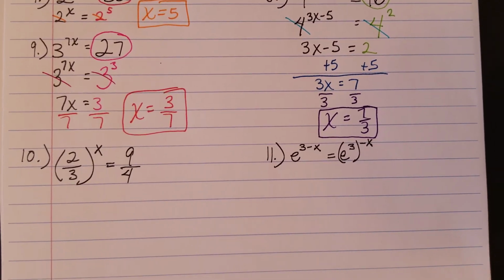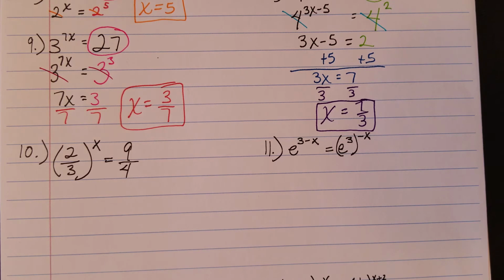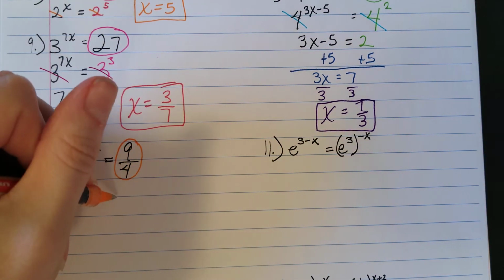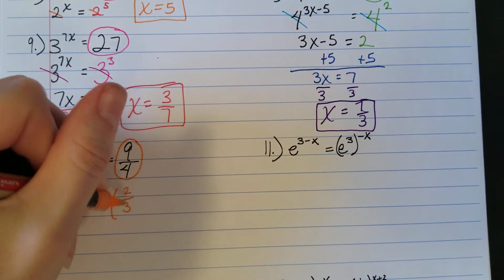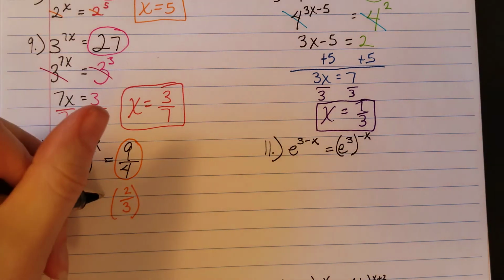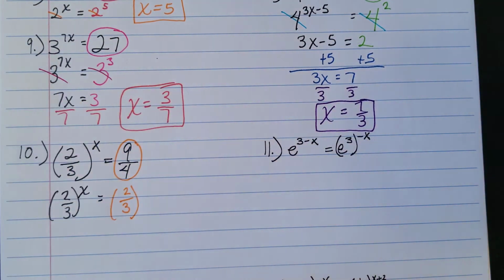All right. Number 10, 2/3 to the power of x equals 9/4. So we're going to try to replace 9/4 with 2/3 raised to a power. And I'll bring down this 2/3 to the x.